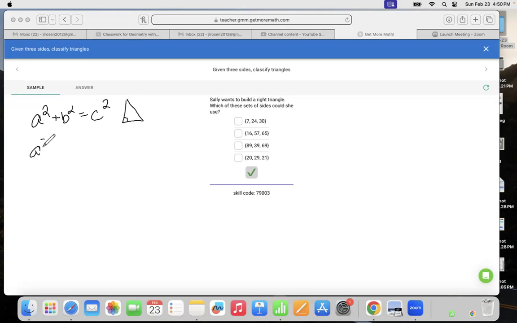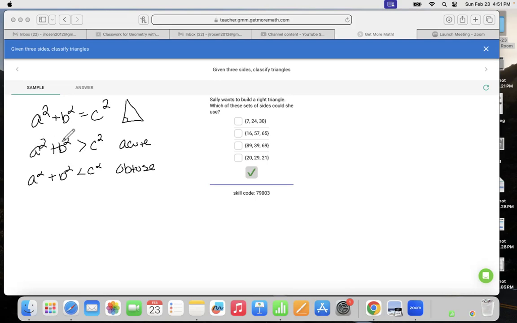If we have a squared plus b squared is greater than c squared, it's actually going to be an acute triangle. And then if we have a squared plus b squared is less than c squared, that's going to be an obtuse triangle. Okay. And I know it sounds a little bit backwards, but let's think about what's going on here.